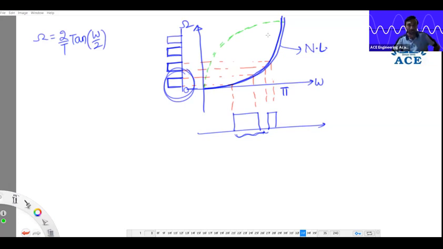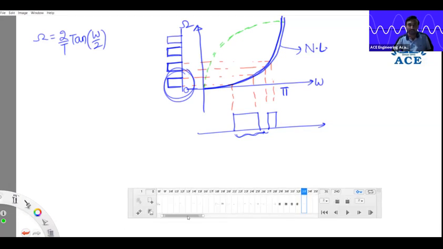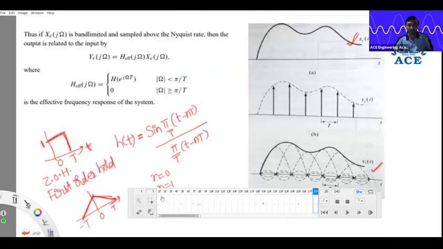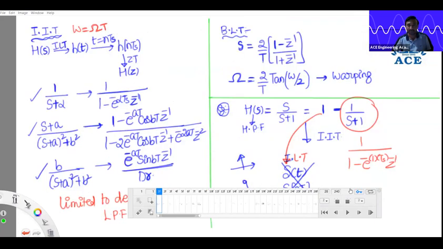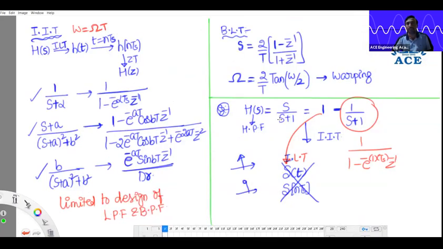Why is it a high pass filter? What is the limit s tends to 0 of H of s here? 0. What is the limit s tends to infinity of H of s? 1. Starting 0, ending 1 is high pass. Only for filters I have discussed 2 classes. DTFT, Z transform also, 2 classes.